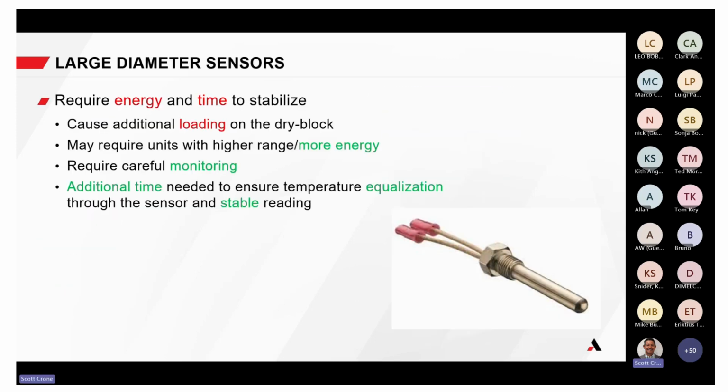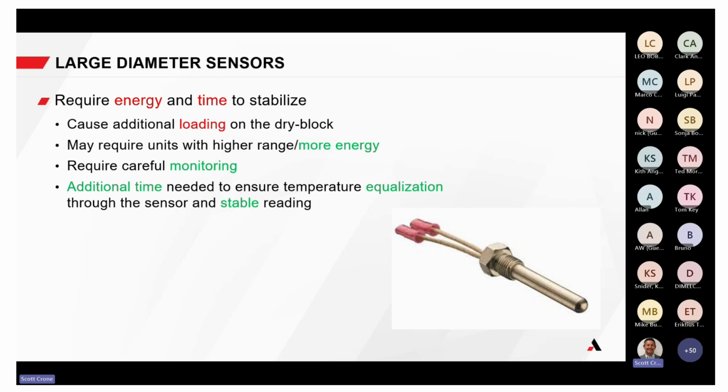Now, some sensors are going to require special attention. Larger diameter sensors, again, everything's trying to equalize, and the larger diameter sensors are going to require more energy and more time to stabilize. So it may cause additional loading on that dry block, so you might need units with higher range or more energy.